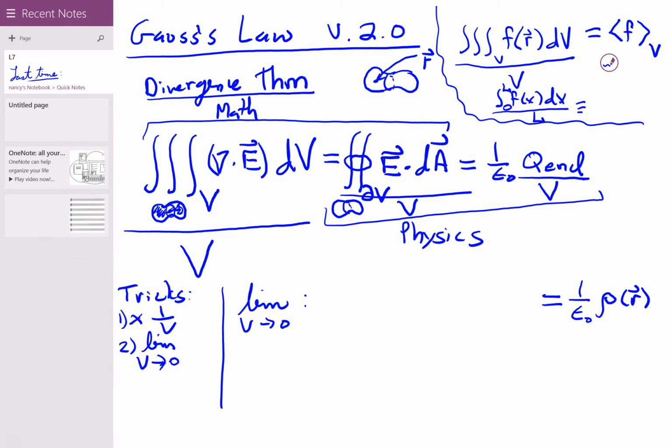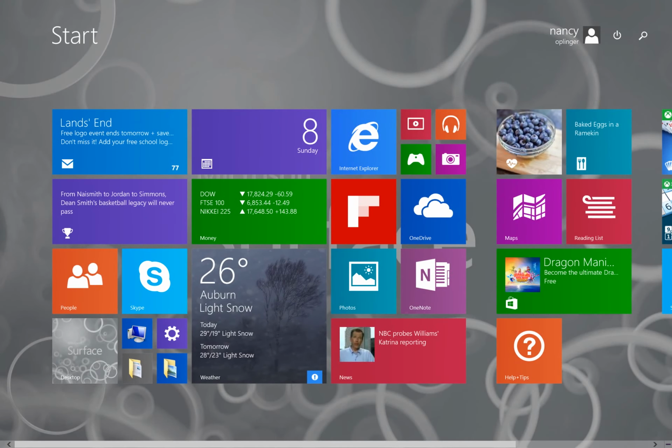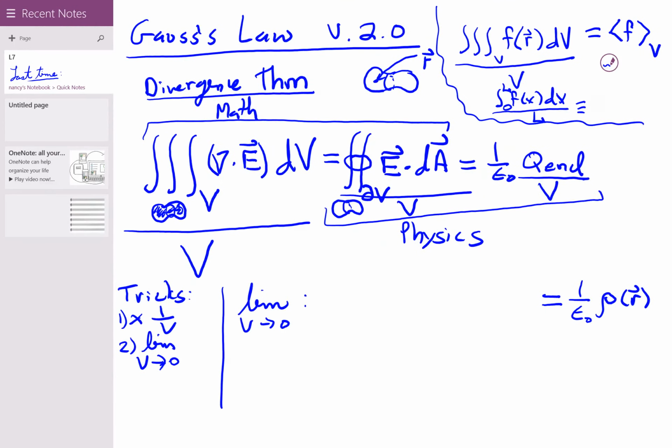the very definition of the average value of f. That's one dimension. Sometimes you might write that as the average value of f with a little bar on top, right? That's just the definition of average. You integrate over some region, divide by the size of the region, that's the average value.